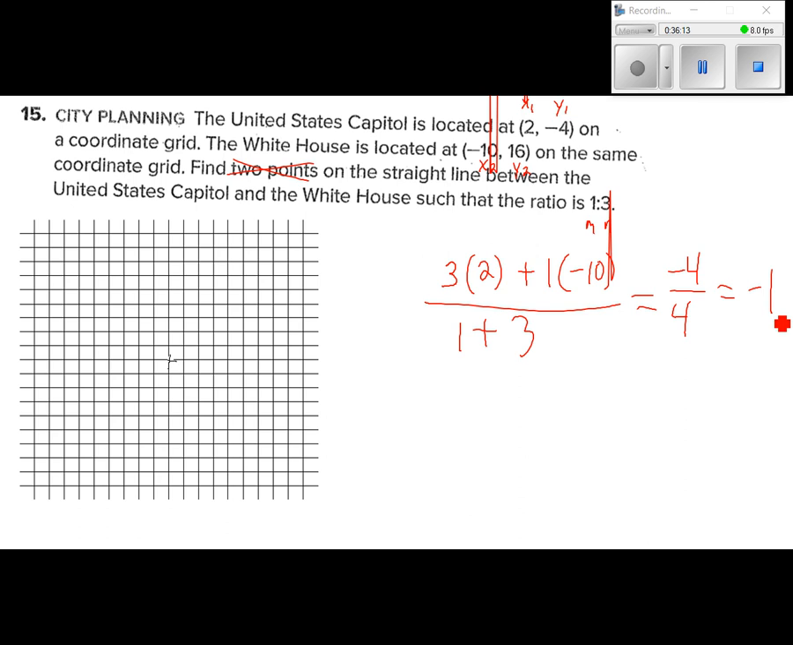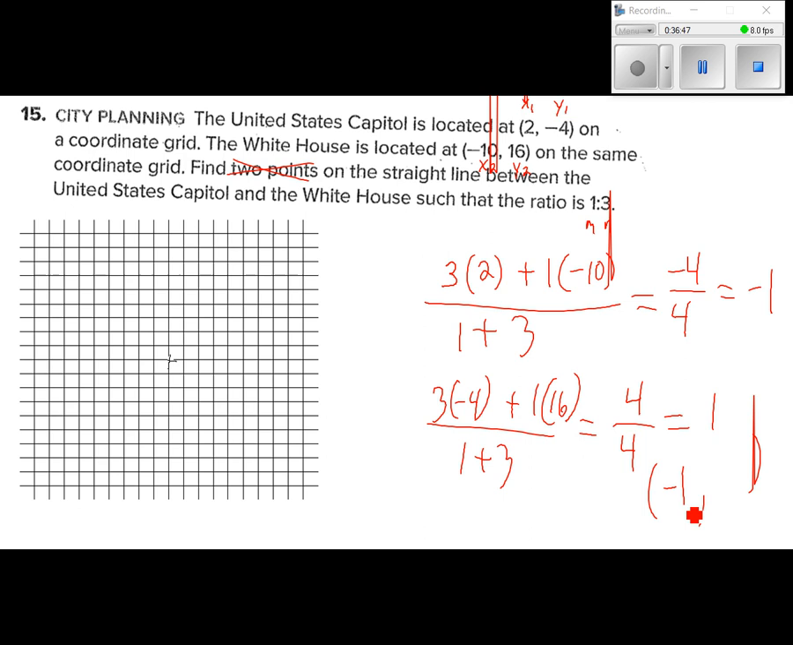For the Y's, everything stays exactly the same. The 3 stays the same there. The 1 stays the same there. The 1 and the 3 on the bottom stay the same. What's our Y1? What's our Y2? 4 on bottom again. Somebody help me out. What's on top? 4? Anybody else get that? What's 4 divided by 4? What's our final answer then?